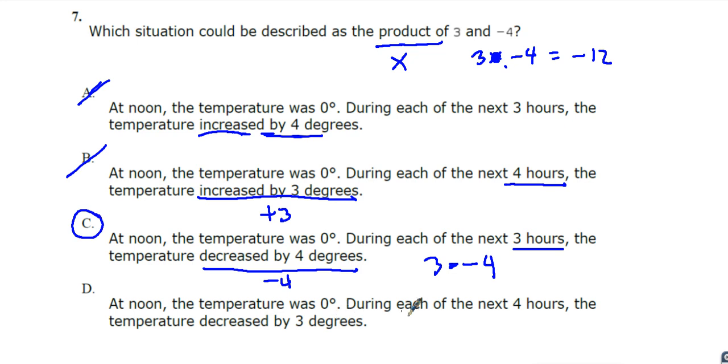At noon, the temperature was 0 degrees. During each of the next 4 hours, the temperature decreased by 3 degrees. So decreased by 3 degrees means it's -3. So we're looking at it does occur over 4 different hours. You do get -12, but which situation could be described as the product of 3 and -4? Well, only C, because this one is 4 times -3. So the numbers are correct, but it does not have the correct signs. So the only answer here would have been C.